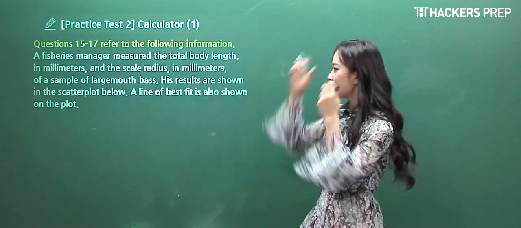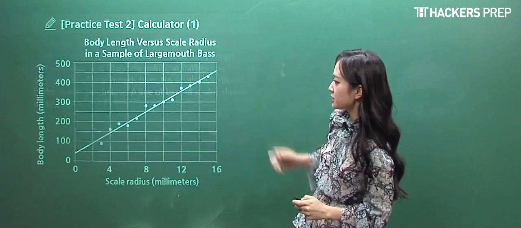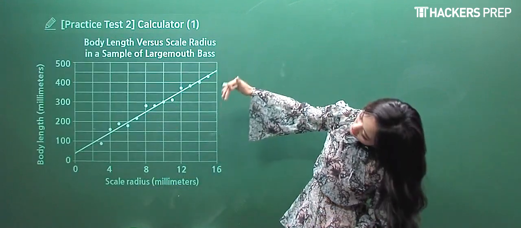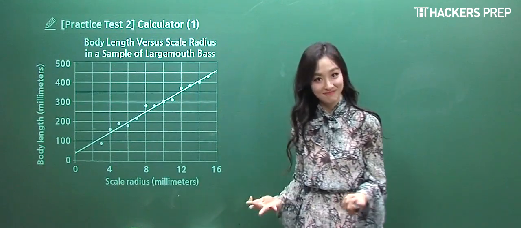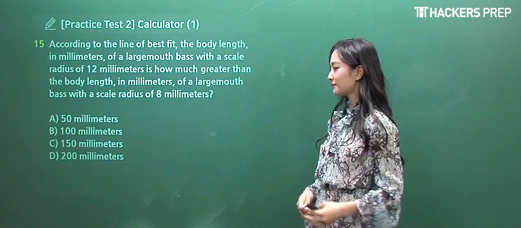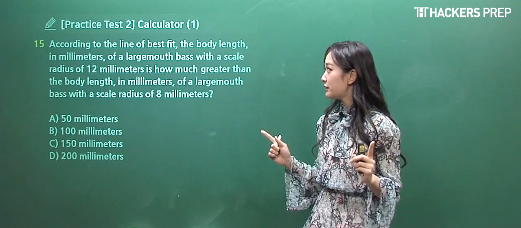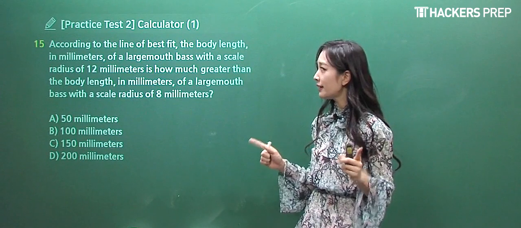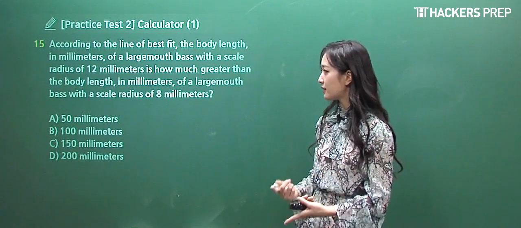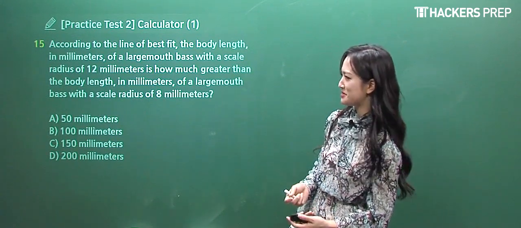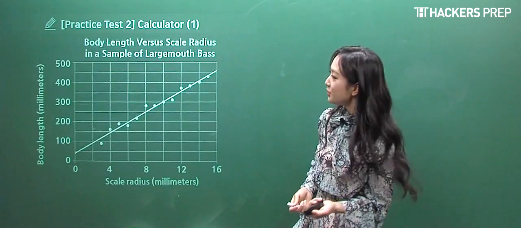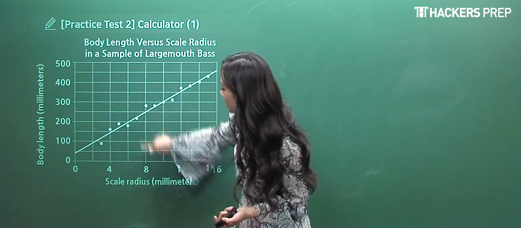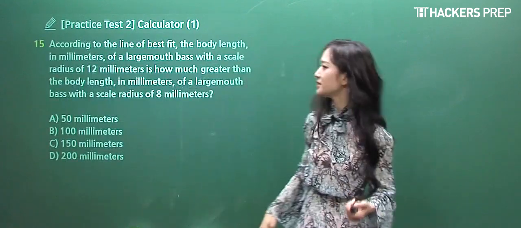Okay. Numbers 15 through 17 both refer to this scatter plot here. X is the scale radius in millimeters. Y is the body length in millimeters. Let's begin our first question. According to the line of best fit, the body length in millimeters of largemouth bass with a scale radius of 12 is how much greater than the body length of largemouth bass with a scale radius of 8? So what do you do? You go back to your graph here. We're looking for the difference of 350, 250. I think we're done, right?